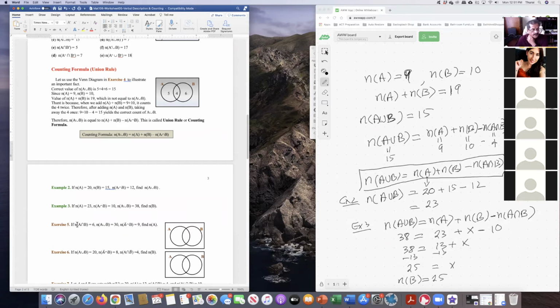Exercise 5 says intersection of A and B has 6, union has 30. A bar intersection B has 9. Find count of A. So this one gives you information that cannot be used in that formula, the counting formula or union rule. So we have to go to the Venn diagram to do this. So let me show you how to do that. So you raise the board.